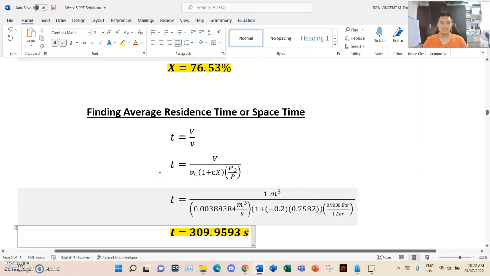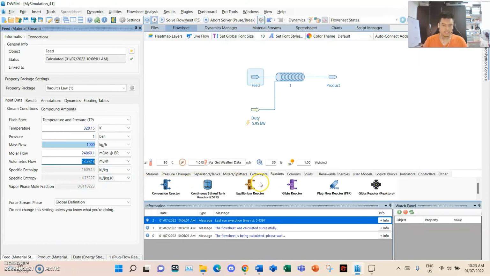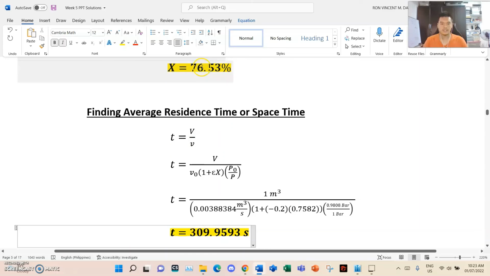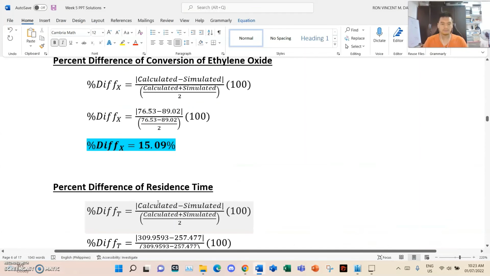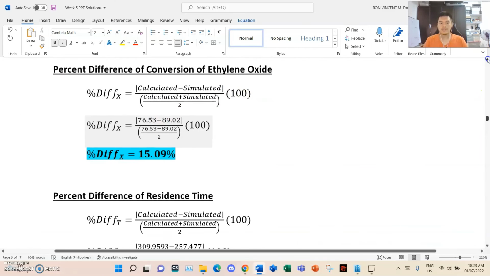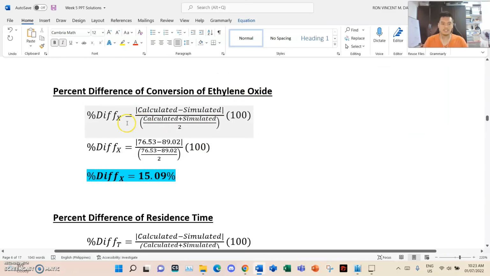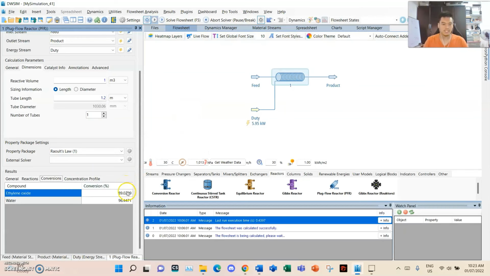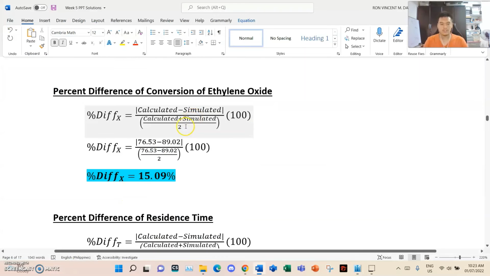So to finalize, our simulated liquid residence time is 257.477 seconds, and the conversion is 89.0209%. Let's compare them using a percent difference analysis. The calculated conversion is 76.53% and the simulated is 89.02%. Then the percent difference is around 15.09%.